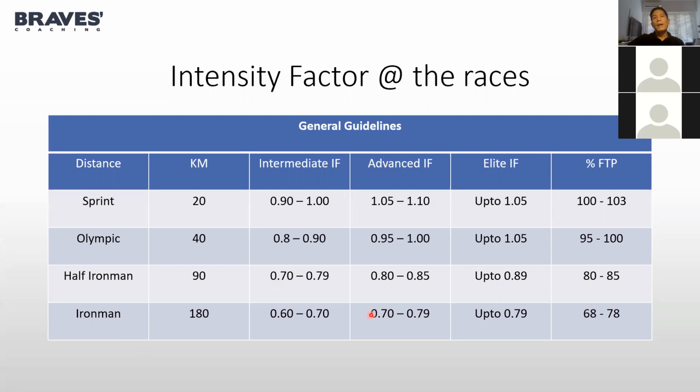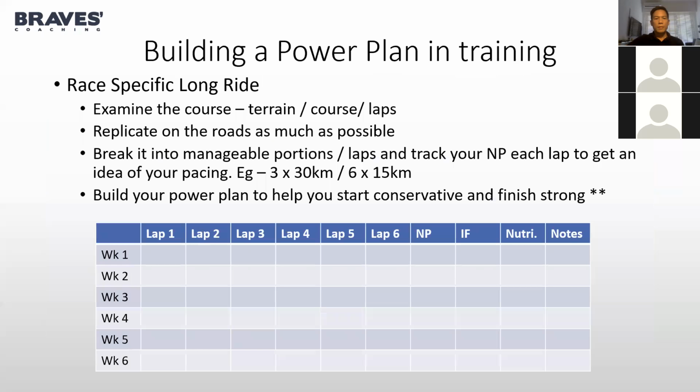But yeah, so for an Ironman, it's lower, 0.6 to 0.7 IF, right? Or 0.7 to 0.79 IF if you're a fit age grouper, okay? Okay. So building a power plan in training, how does this go?